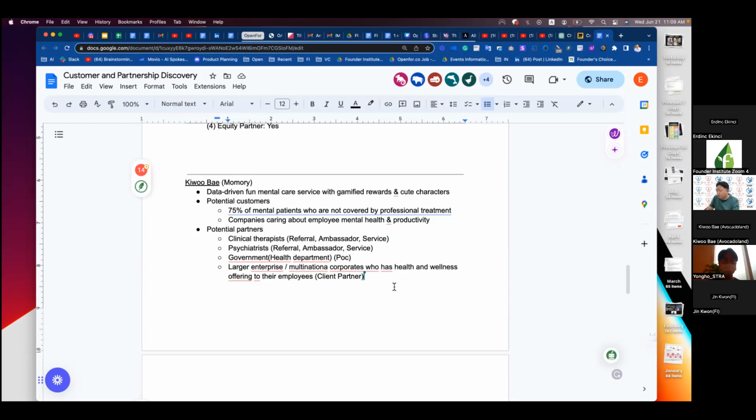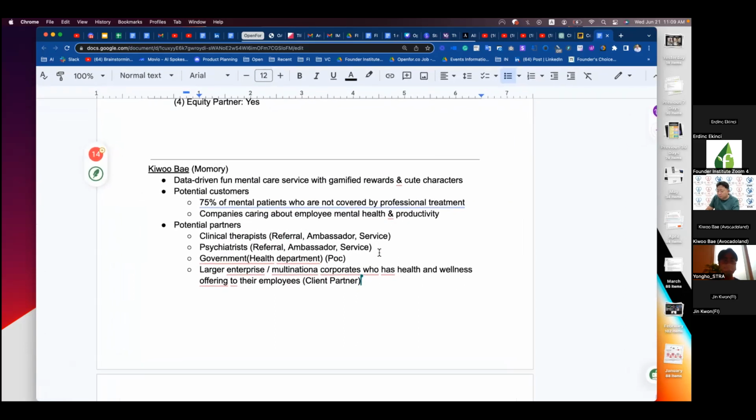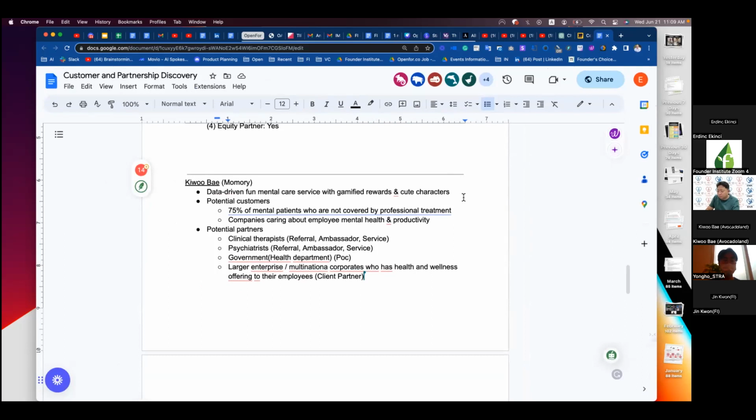So obviously, let's talk about the easiest one, referrals. Basically, you're going to need some people, gatekeepers, who can introduce you to this kind of people.